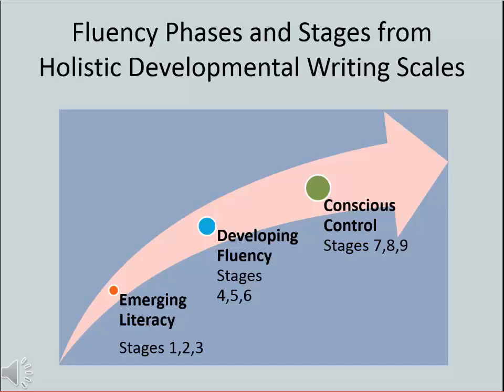These can start by being very rough, but also simultaneously, they all have a sparkle to them that occurs in the conscious control phase. When you get to the final stage of conscious control, the texts can be quite eloquent and sometimes very moving. So that's a rough overview of three phases of writing development: emerging literacy, which will be our focus for today, developing fluency, and conscious control.